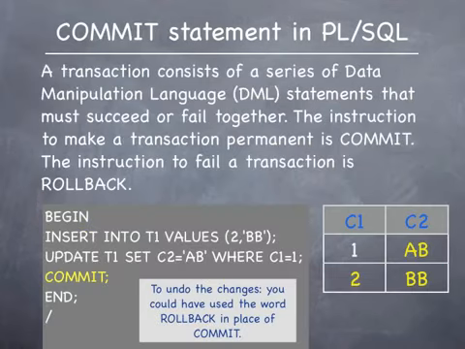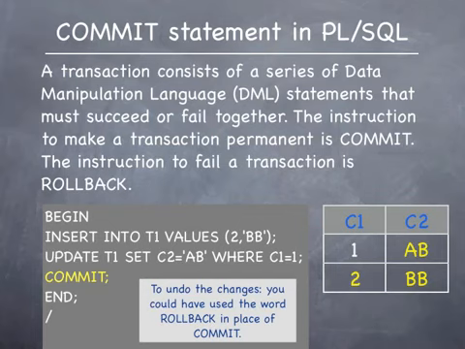Here the definition of the word transaction is displayed. A transaction consists of a series of data manipulation language commands that must either succeed or fail together. The instruction to indicate that you want the changes made by the data manipulation language statements to be made permanent is commit. The instruction to indicate that you want to undo the changes made by a transaction is rollback.